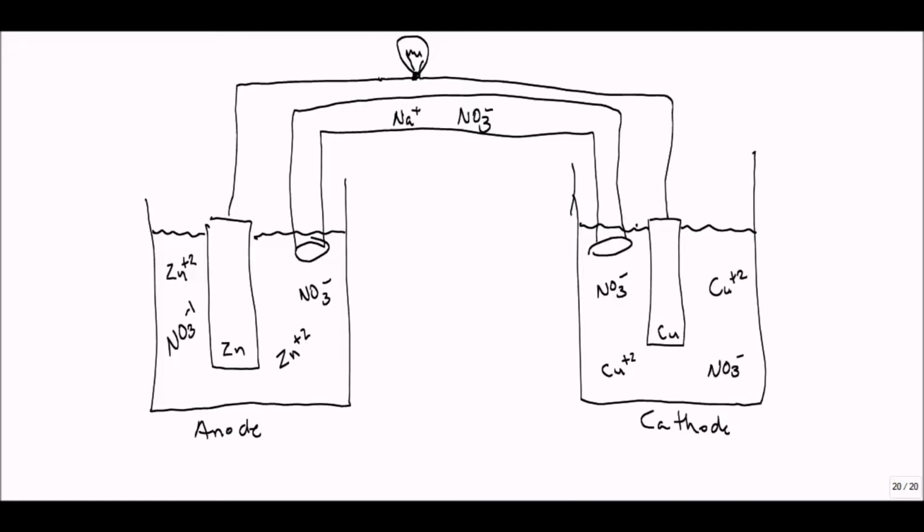All right. So, what happens at the anode? The anode, you're going to need a metal that is higher up on the chart. If it's not higher up on the chart, it will not work as an anode. Zinc is higher up on the chart, so it's going to want to give electrons. When zinc gives electrons, it becomes zinc plus 2. And electrons are produced and come out the wire.